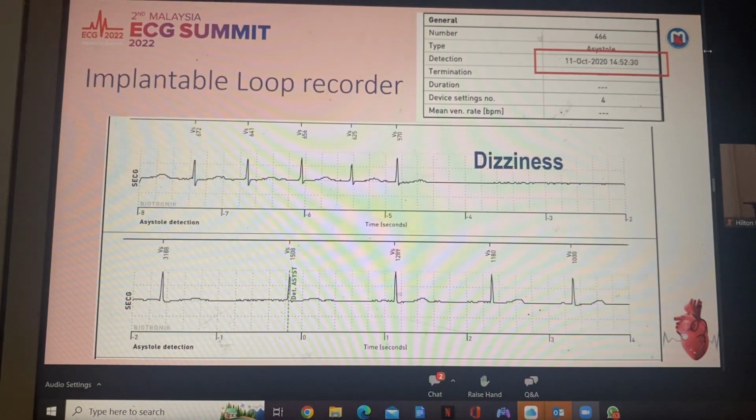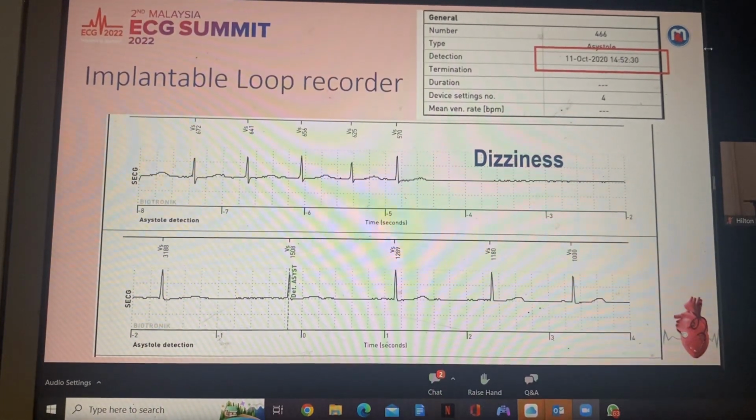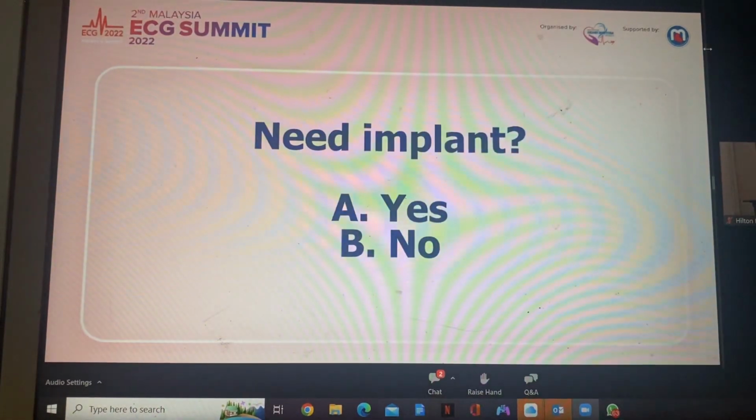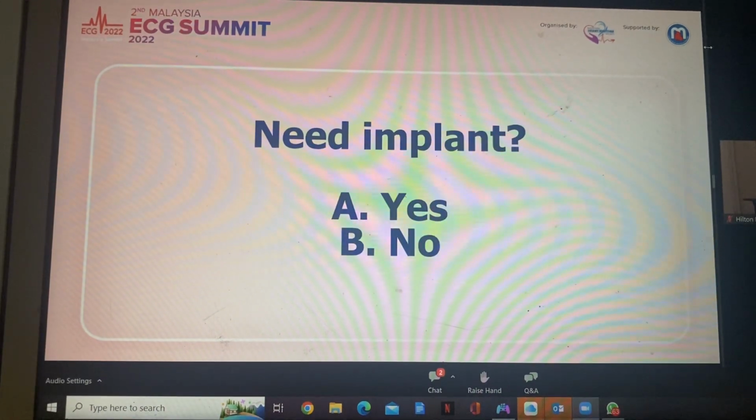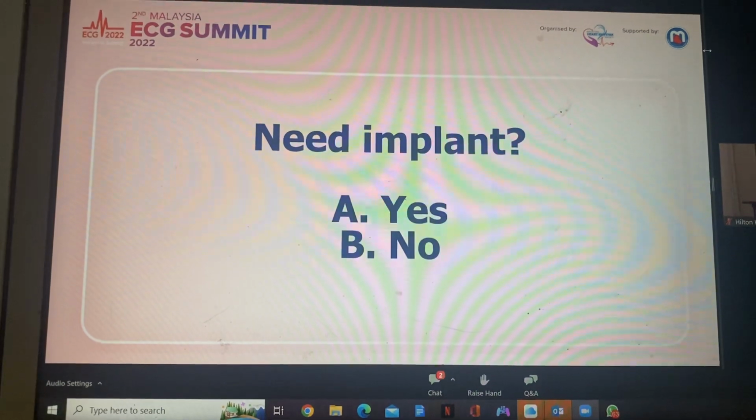So we get a different type of presentation. We have a sinus pause of about 3.8 seconds, and it is symptomatic. So in this kind of patient, do you need to implant or not? But it's symptomatic already, or do you just reassure that it's part of the aging process or not?